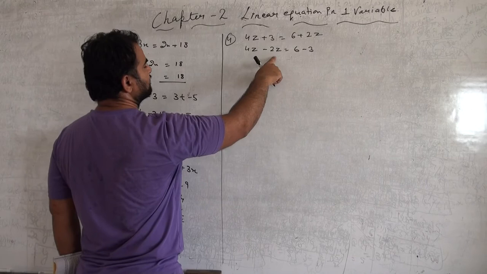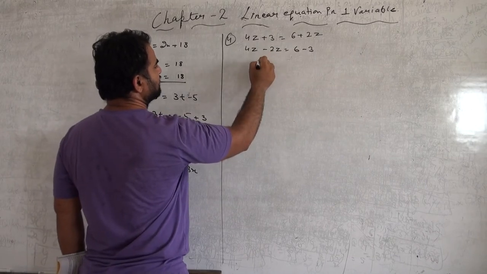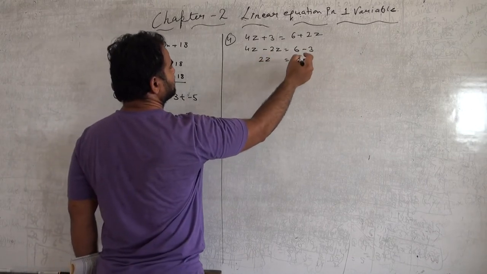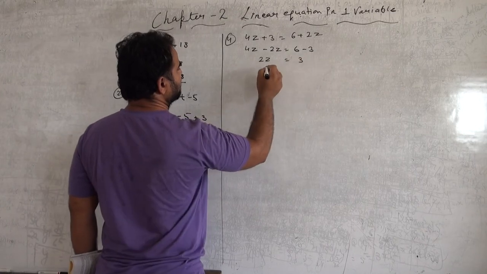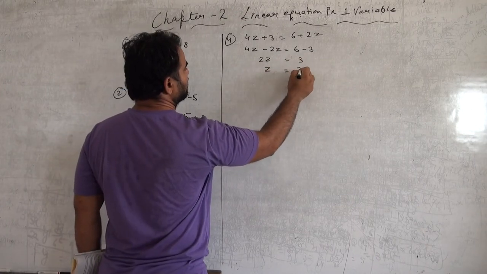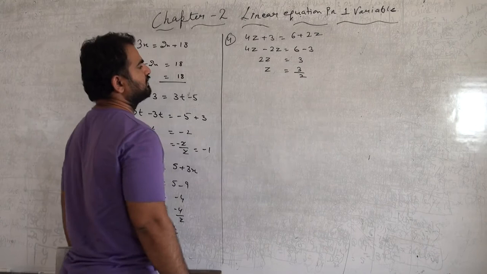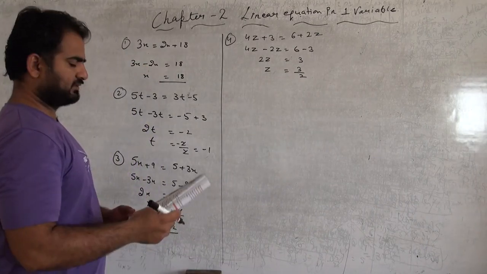So 4z minus 2z will be 2z, and 6 minus 3 will be 3. So z equals to 3 by 2. This is your final answer.